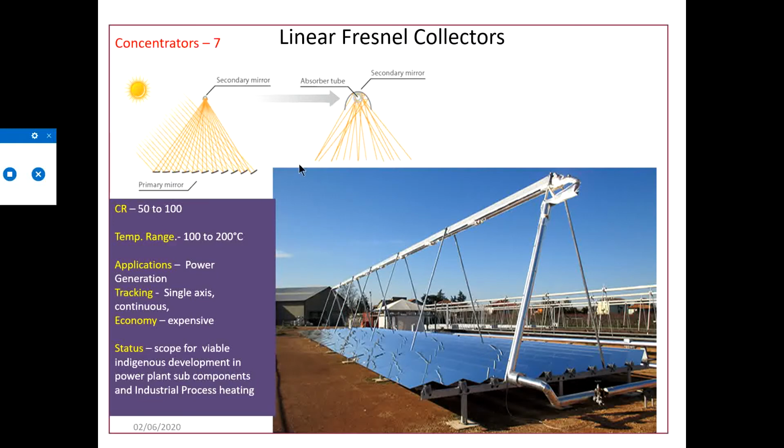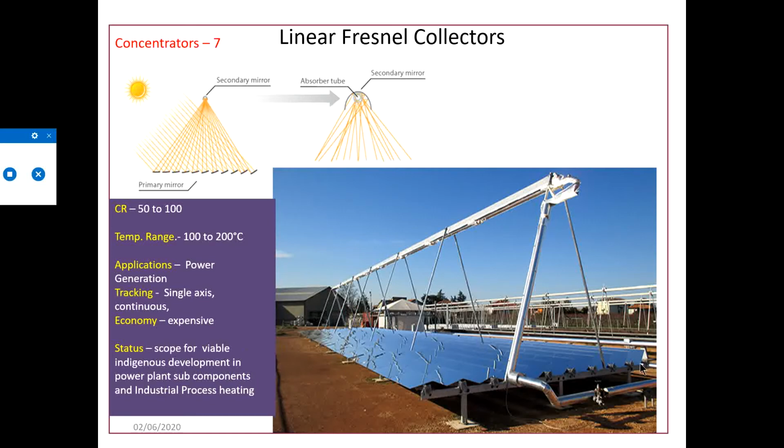So these linear Fresnel reflectors come in the concentration ratios of 50 to 100. And then the temperatures obtained are 100 to 200 degrees Celsius, sometimes more than 200 degrees, that is 250 degrees Celsius it can reach. Application, power generation application and industrial process heat applications. Tracking, single axis tracking continuously needed.